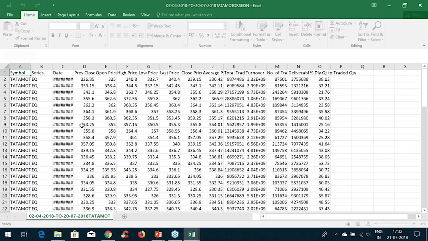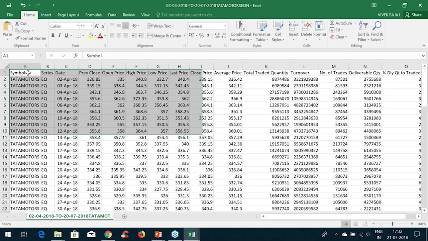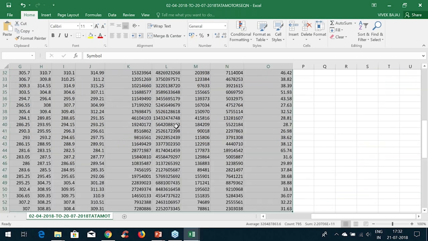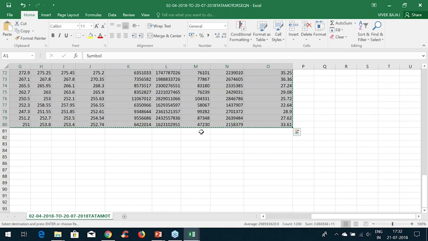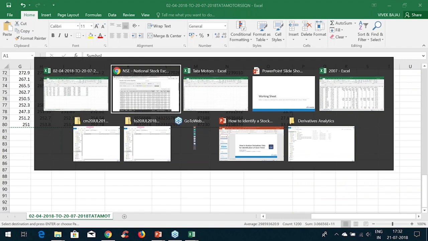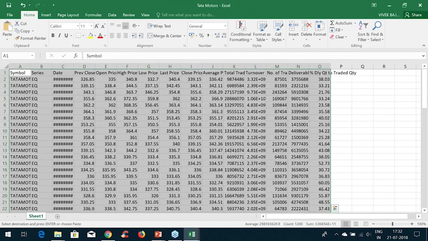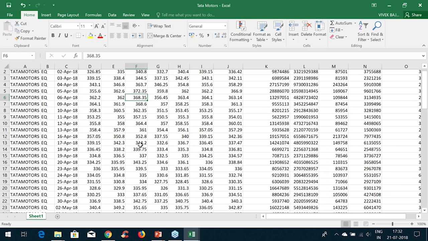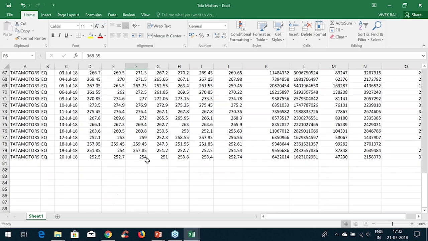So this file gives me the archive of Tata Motor data from 2nd of April. Let me select. So what I am doing, I am selecting using my keyboard. I am selecting this. I am pressing Ctrl C, which is I am copying this data. I am going to my sheet which I have created, Tata Motor, and Ctrl V. I am doing a paste of this data of cash market of Tata Motor, and I am doing Ctrl S to save this data.